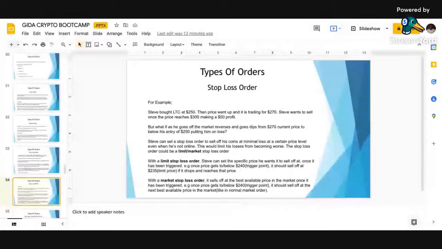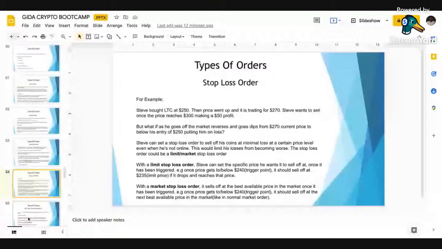I've seen enough responses. Now, the other type of order, this one is not in every exchange. The most common types of orders that you find in various exchanges are limit order, market order, and then the stop loss order. They will not call it stop loss order. Most exchanges just call it stop limits.